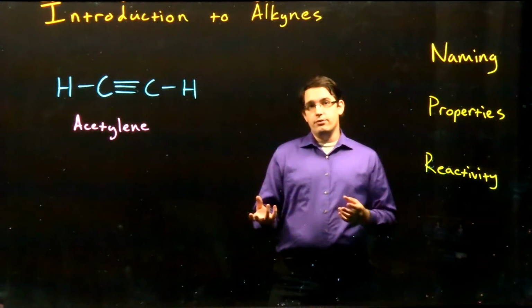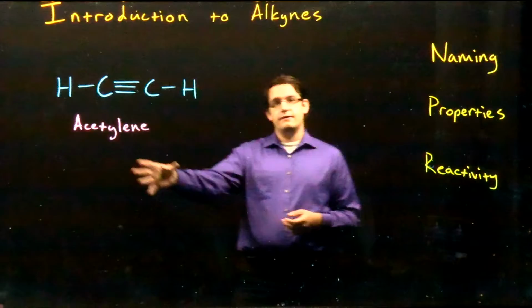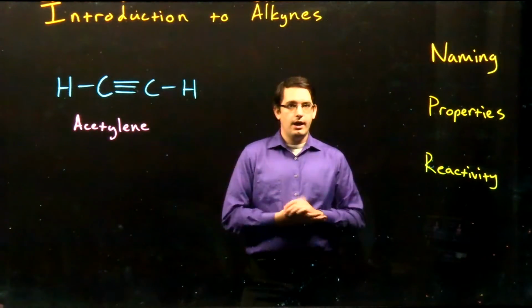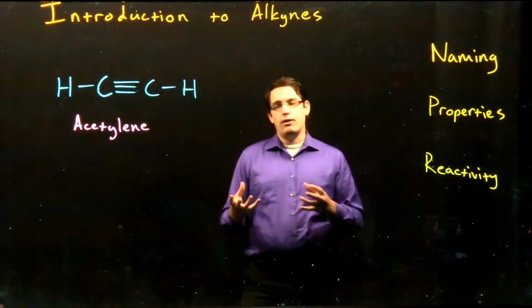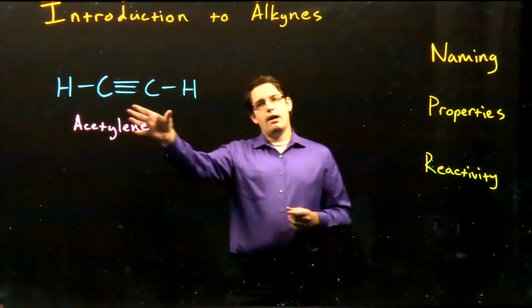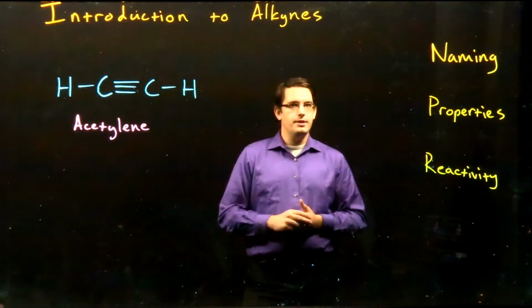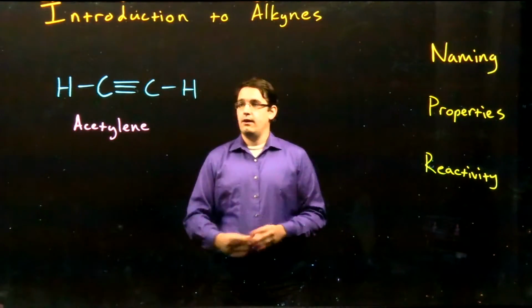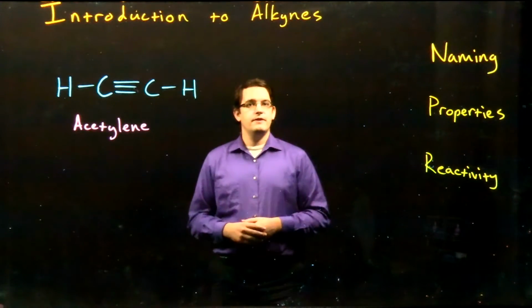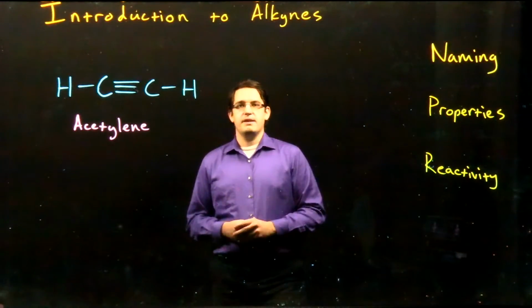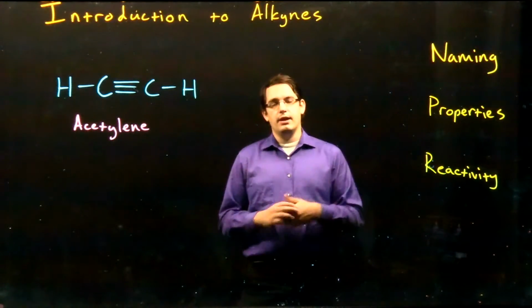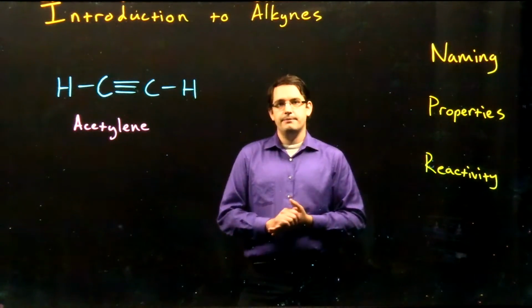Have you ever seen or used an acetylene torch? Acetylene, as we see here, is one of our most common alkynes. Remember from earlier, an alkyne is a class of hydrocarbon that contains carbon-carbon triple bonds. Now, acetylene is used in torches because when it's combusted, it produces a very hot flame. This makes it very useful for a variety of different welding applications that we get with our acetylene torches.